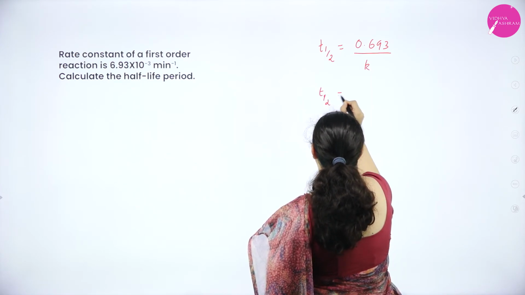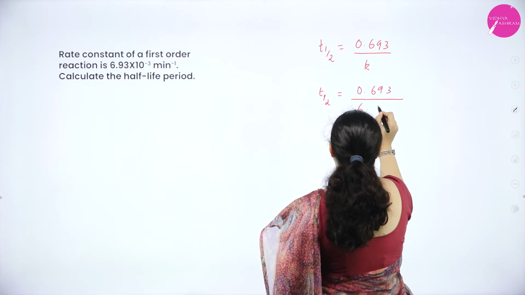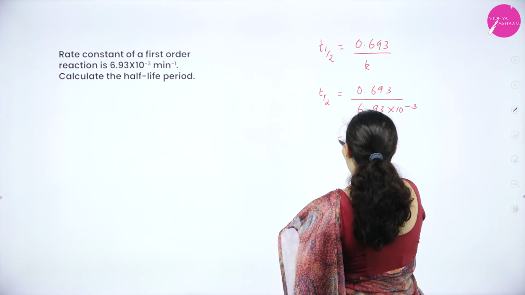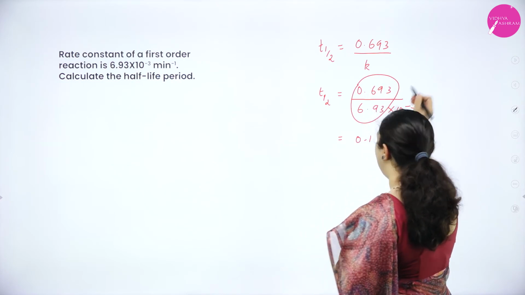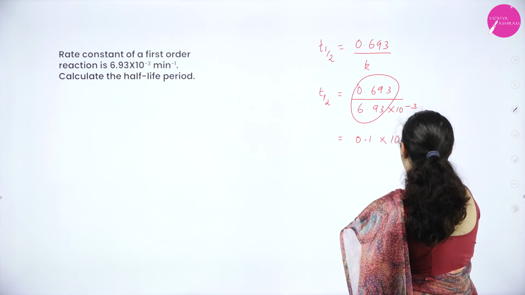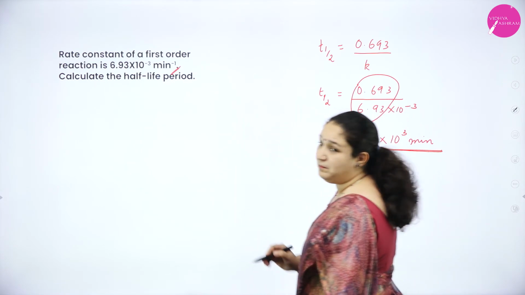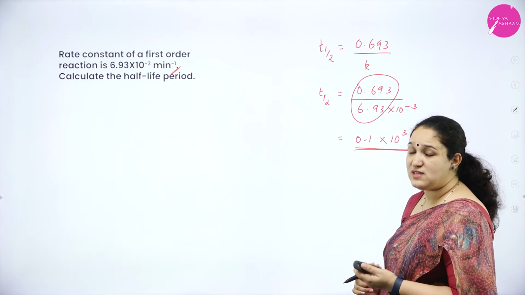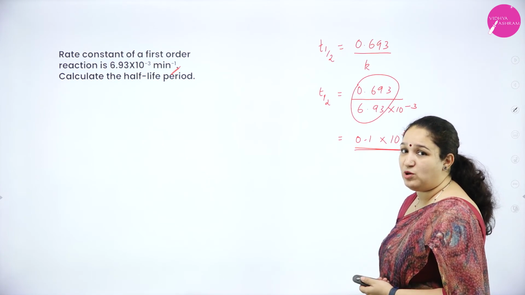So T half is equal to 0.693 by 6.93 into 10 to the power minus 3. When I solve this, I'll get 0.1 into, when I take this to the numerator, it will be 10 to the power 3. Answer is in minutes because here it is in per minute. So I hope you have understood. This is similar to the previous one. So next problem, we'll see what we have.